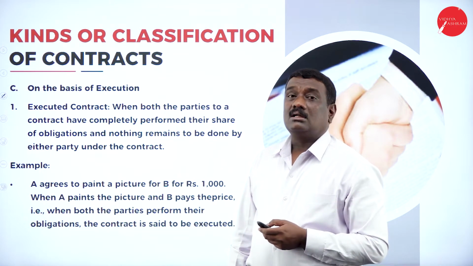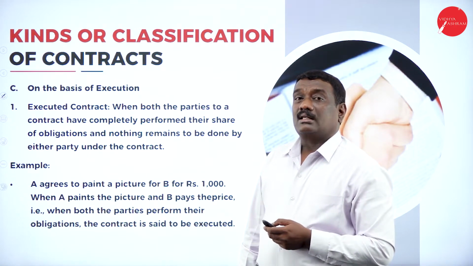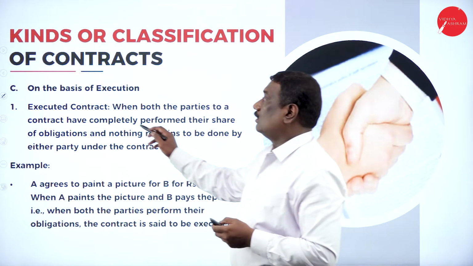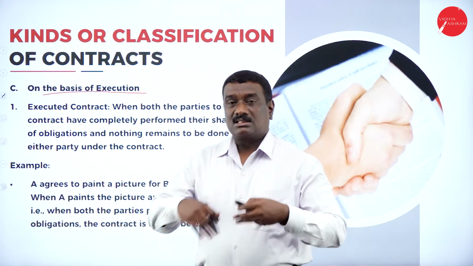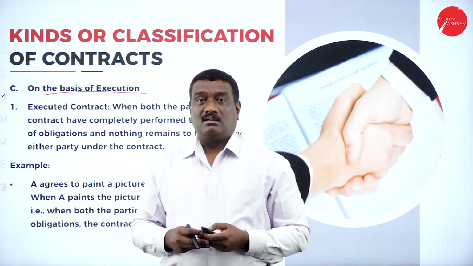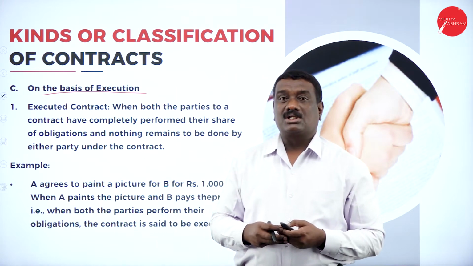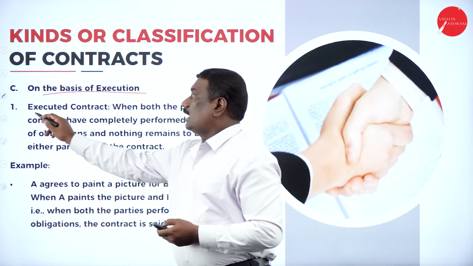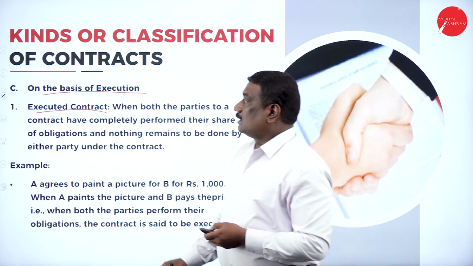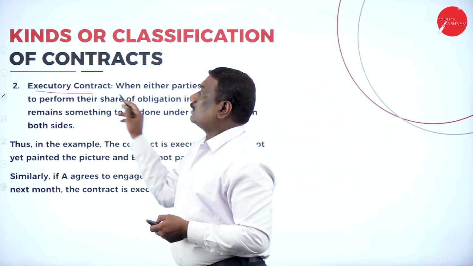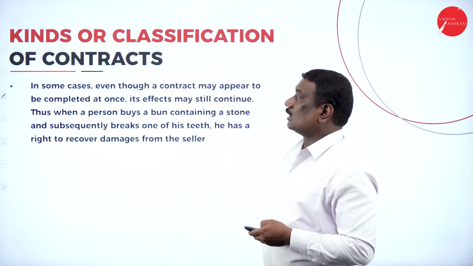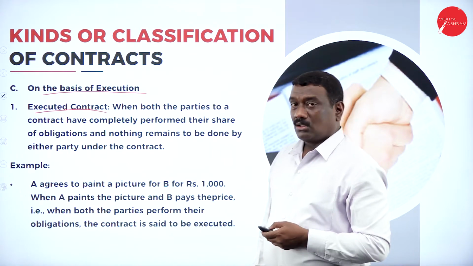Students, now coming to the next type under classification of contracts, that is on the basis of execution. What do you mean by execution? Means performing the obligation. So under this we have executed contract, and second one is we have executory contract.